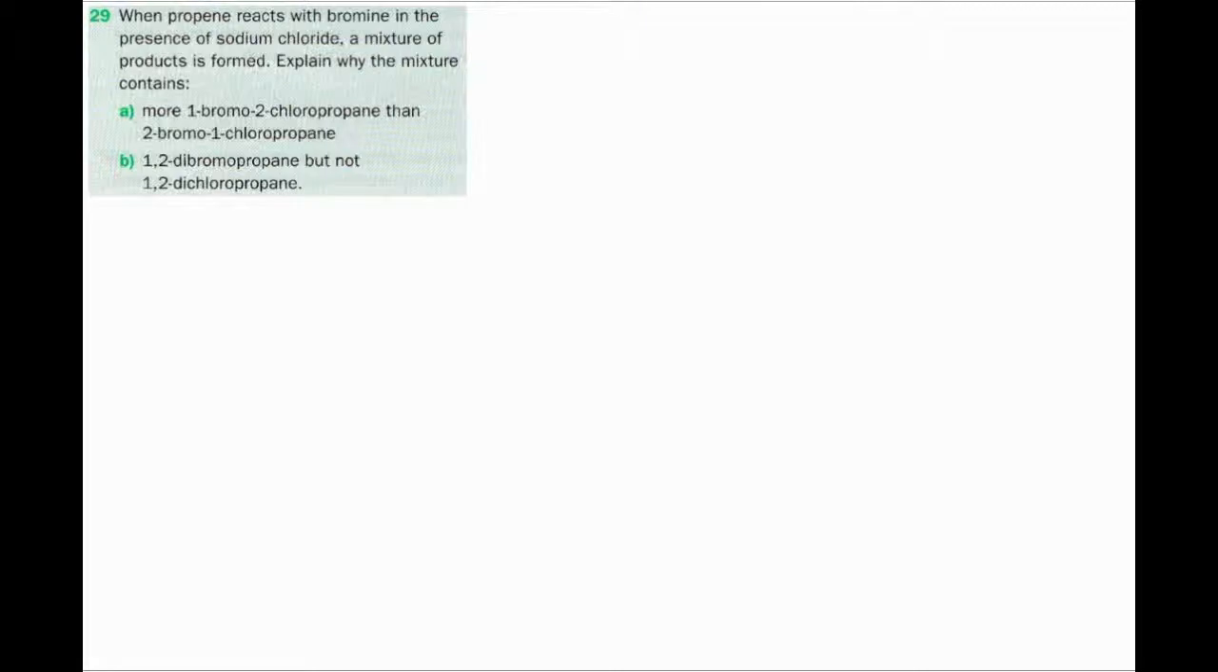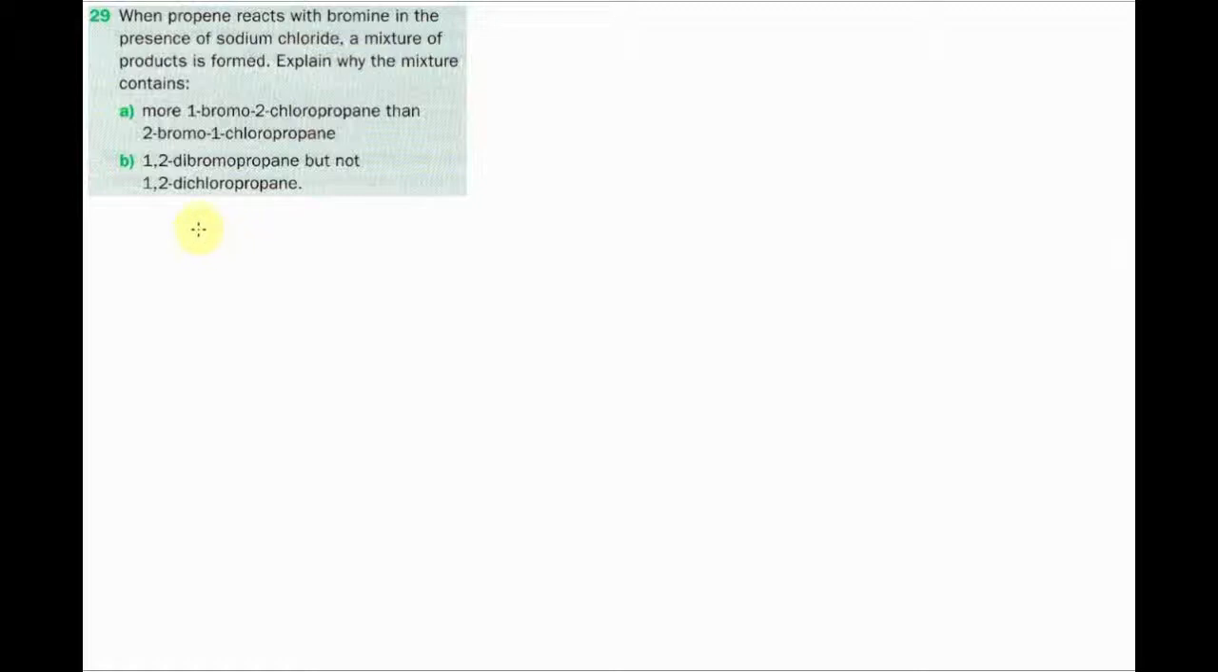So here we are. Propene reacts with bromine in the presence of sodium chloride. This is an interesting one. I quite like this one. In the presence of sodium chloride, a mixture of products is formed. Explain why the mixture contains, and it's given some things there. So let's work out what's going to happen then when propene reacts with bromine and there's some sodium chloride present.